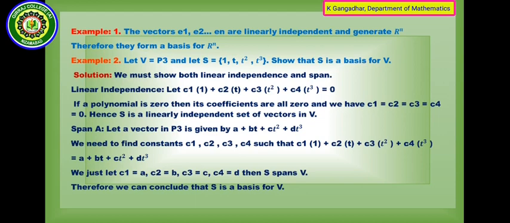If we get the constant values c1, c2, c3, c4, then we say that the polynomial vectors are elements of the span, that is, V is a linear combination of the vectors 1, t, t square, t cube. So here we get the values c1 equals a, c2 equals b, c3 equals c, c4 equals d. Therefore S spans V, and S satisfies two conditions, linear independence and span of S equal to V. Therefore we say that S is a basis for V.